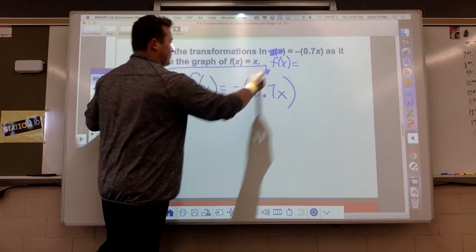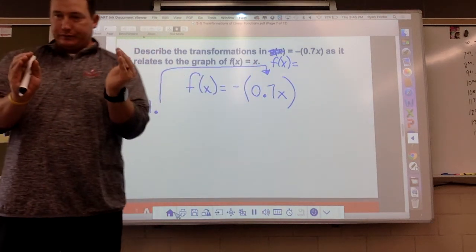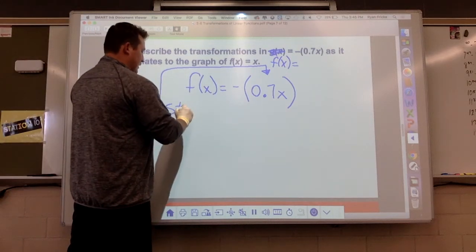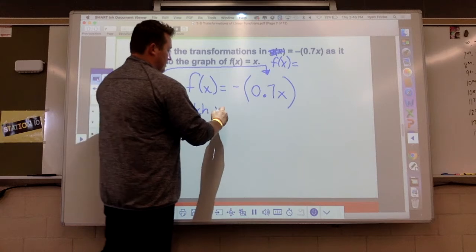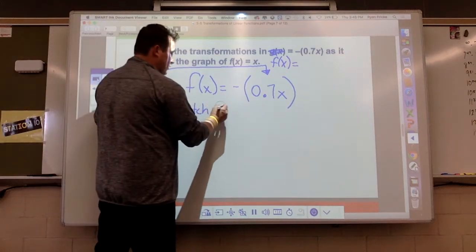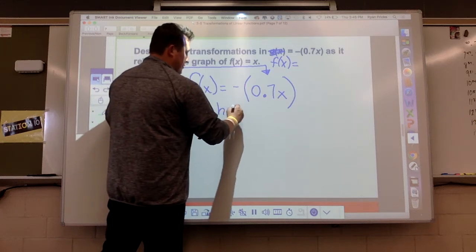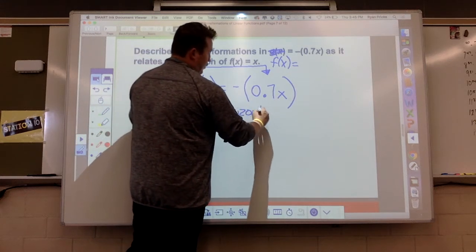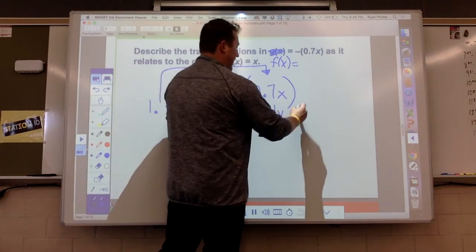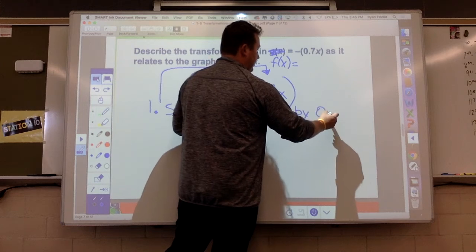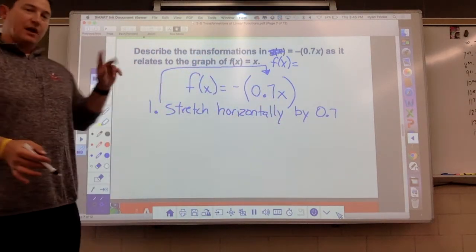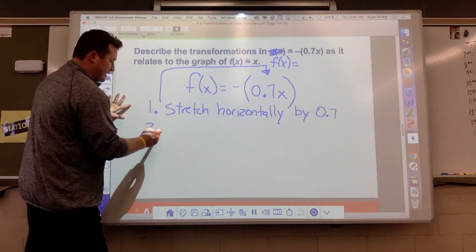is this right here. What do my parentheses do? Well, this is a stretch. Is it vertically? No, I almost wrote the wrong word. Horizontally. So this is a horizontal stretch, or you can say stretch horizontally. And then we would just like to put in that number, by 7/10, 0.7.